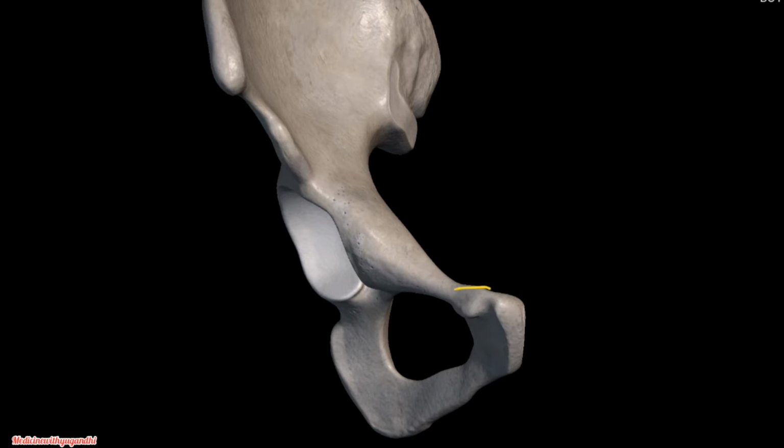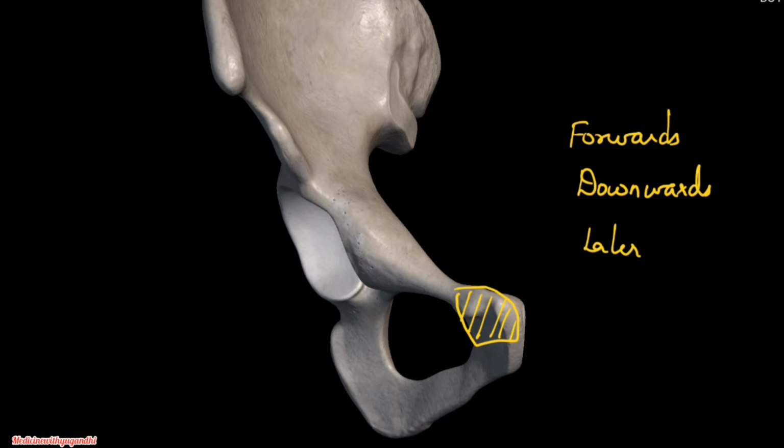This is the anterior surface of the body of the pubis. This anterior surface, its direction is forwards and downwards, and it also faces laterally.